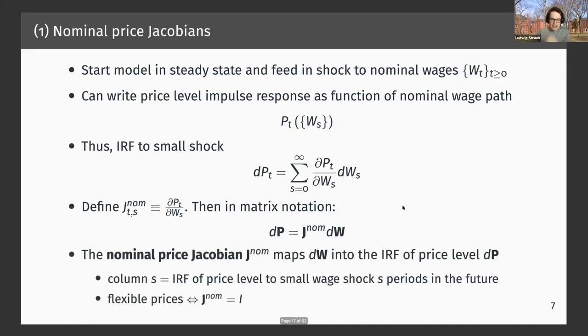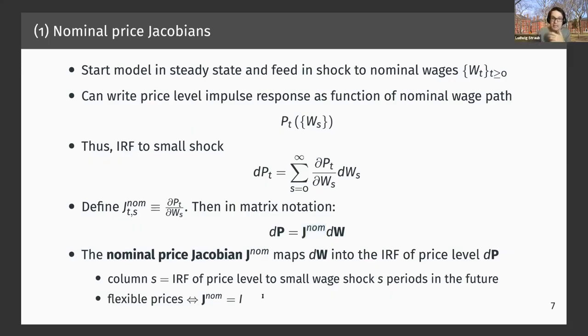Okay, so this object we're going to call the nominal price Jacobian, and it really just links how nominal wage shocks in the model affect nominal prices in the model. And again, every column of this nominal price Jacobian corresponds to an impulse response to a one-time shock to nominal wages. So for example, the first column of this matrix would just be the price level response to a one-time unanticipated shock to nominal wages, like to W0.